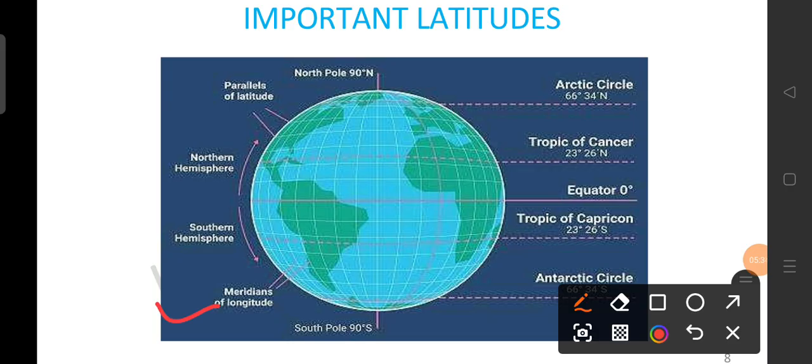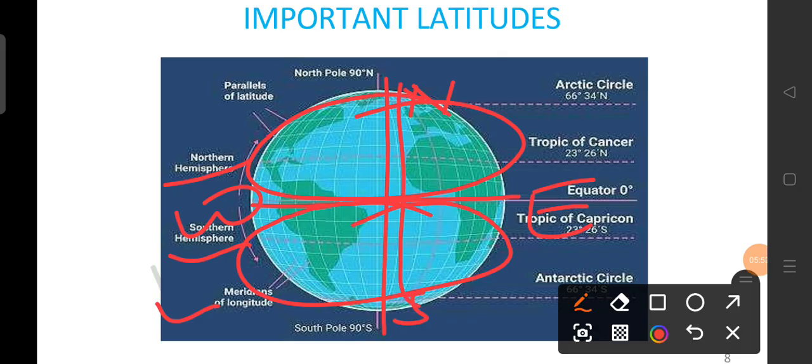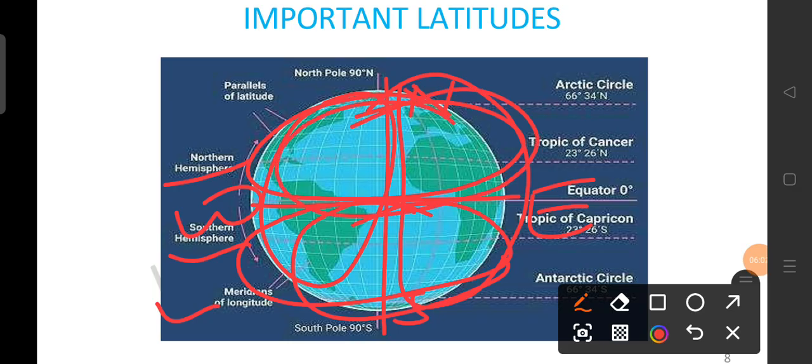Some other facts here. Meridian of longitude. Southern hemisphere, northern hemisphere. What is this? Suppose Earth is divided into this form. This is north, south, east, west. So all these are the northern part, all these are the southern part, and these are the eastern part, this is the western part. So this is the southern hemisphere, this is the northern hemisphere. India is here, so India is in the eastern and the northern part. East and north.